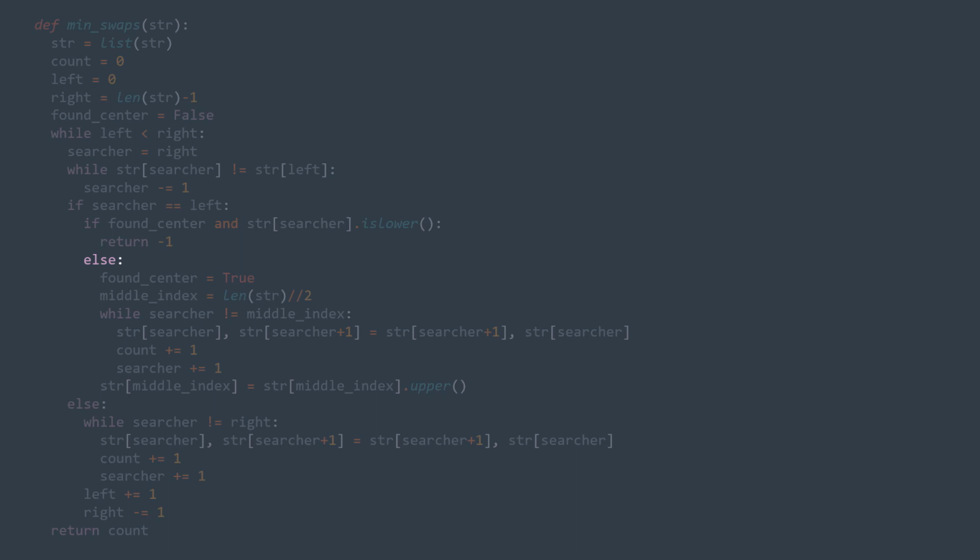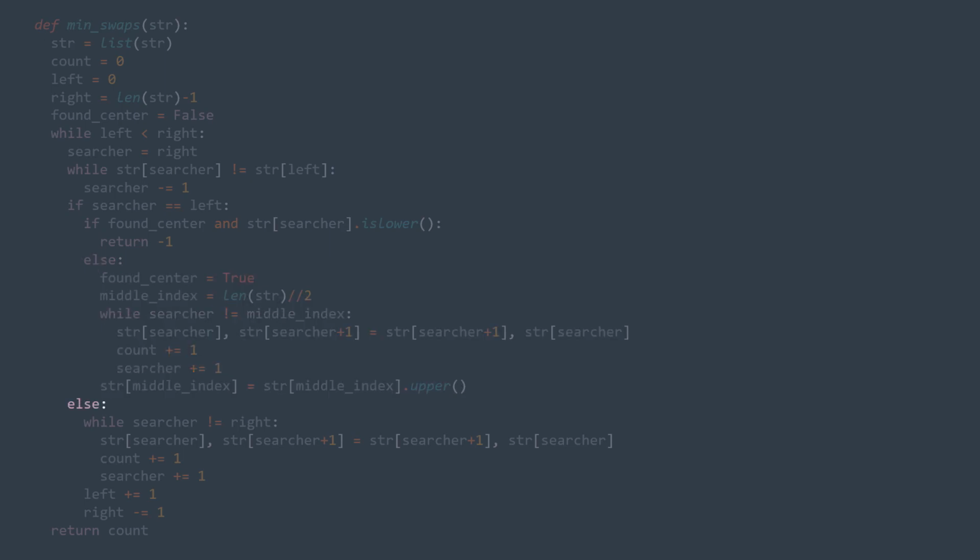Else, we put our boolean variable to true because we found the center letter, we calculate the middle index by dividing str length by 2, then we take the letter to the center while counting the number of swaps we did. To perform a swap, we swap between str of searcher and str of searcher + 1, and we increment searcher. After taking the center letter to its right position, we set it to uppercase to be able to recognize it later.